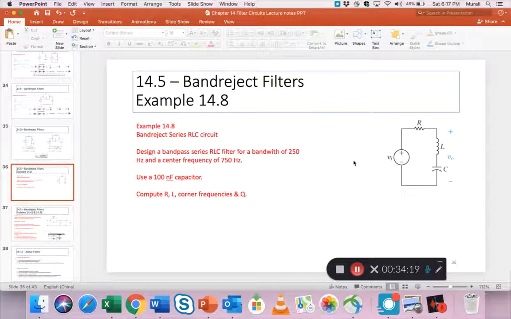And the geometric mean also he calculates again to show that that's the center frequency of 750 Hertz. Okay, so that was a quick look at 14.8.